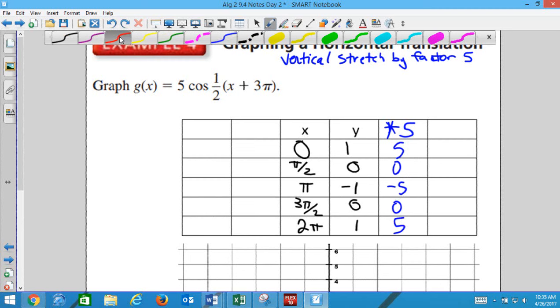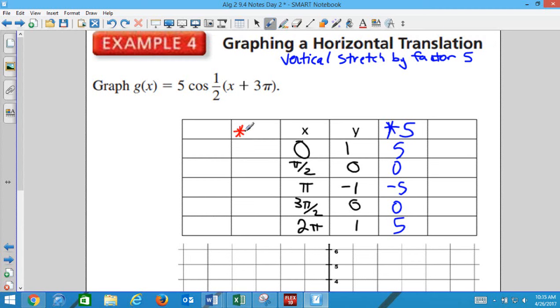Our next value is a 1/2. That 1/2 is attached to the x. So we're going to multiply, but we're not going to multiply by 1/2. What are we going to multiply by? 2. Multiply by the reciprocal. Or you could divide by 1/2, but who wants to do that? So we'll multiply all these by 2.